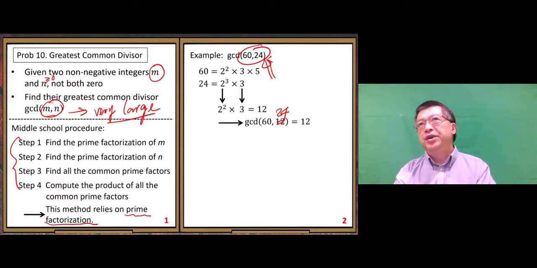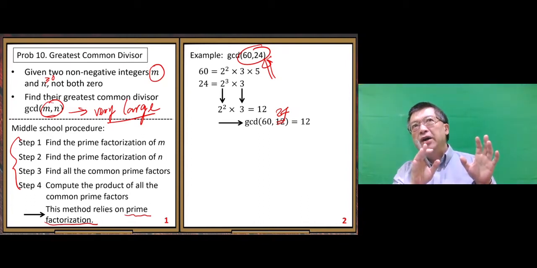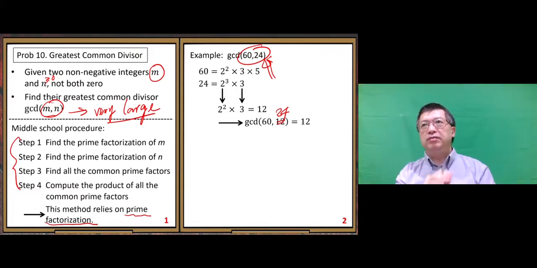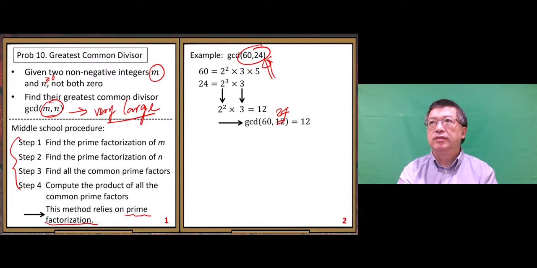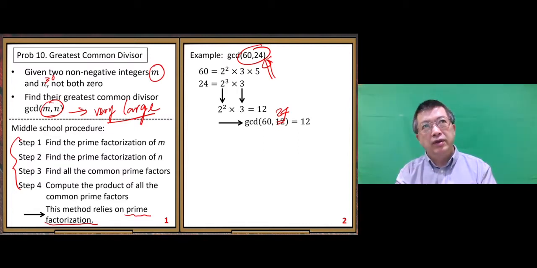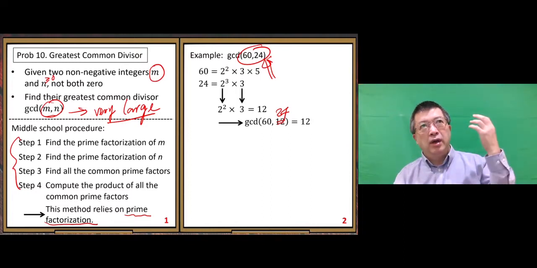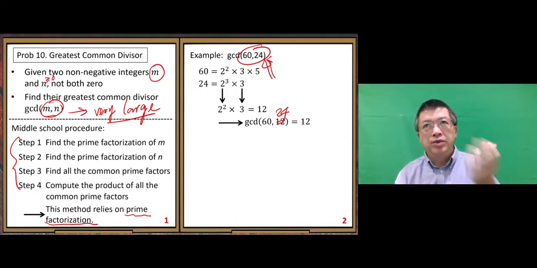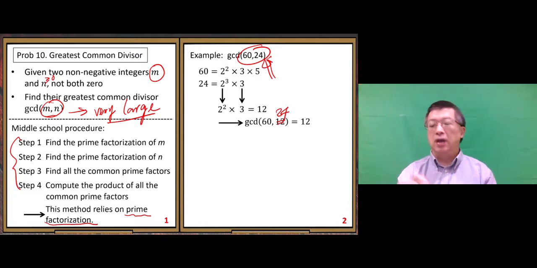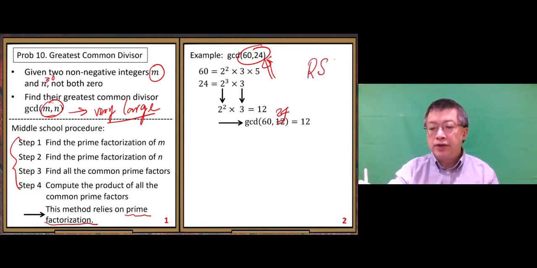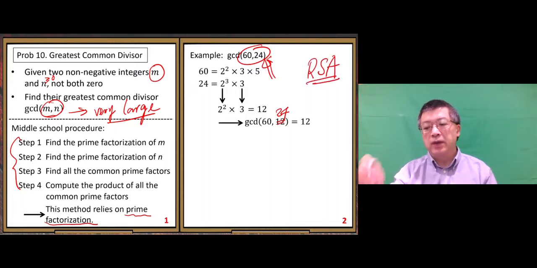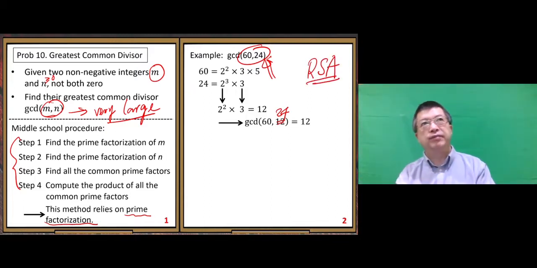Do you know there is currently the most important encryption algorithm? Currently there is the most popular, most important encryption algorithm. It's called RSA. RSA. Okay. Encryption algorithm.